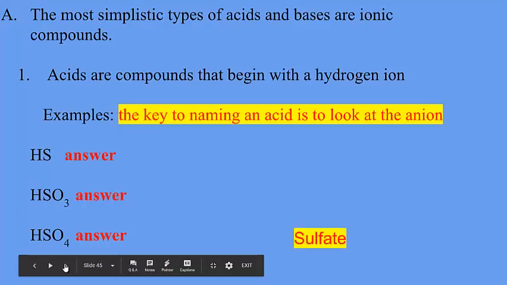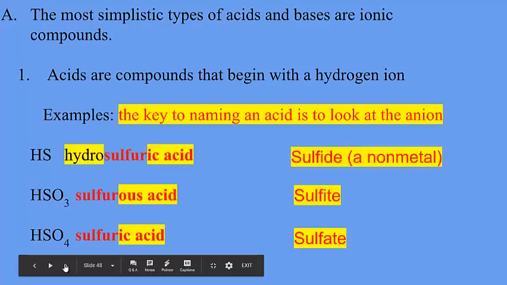Now let's talk about sulfate. Again, there's no prefix. We put the base sulfur, and we're going to use that same suffix that we used for the first one, ic. It just doesn't have that hydro prefix. So we've got hydrosulfuric acid, sulfurous acid, and sulfuric acid, and it's based on what that anion was. If the anion is your nonmetal, you add hydro and ic. If it's your ite polyatomic ion, you use the OUS ending. And if it's your ate polyatomic ion, you use the IC ending.